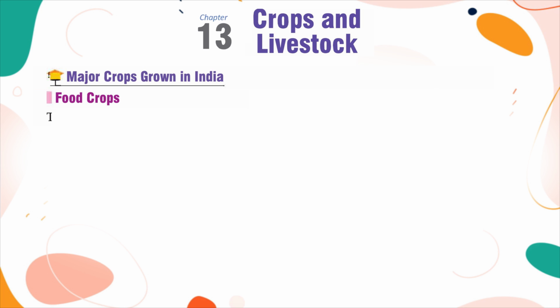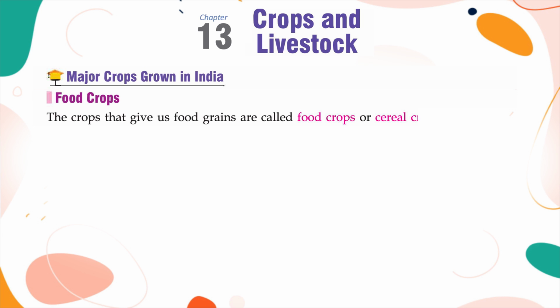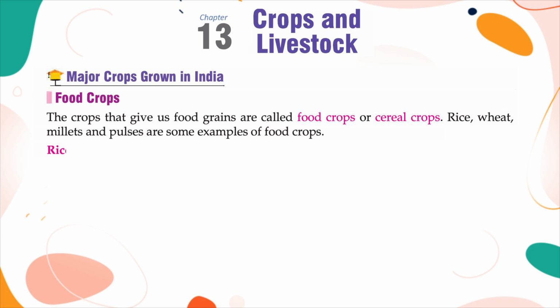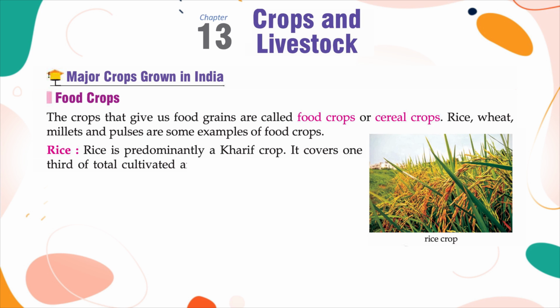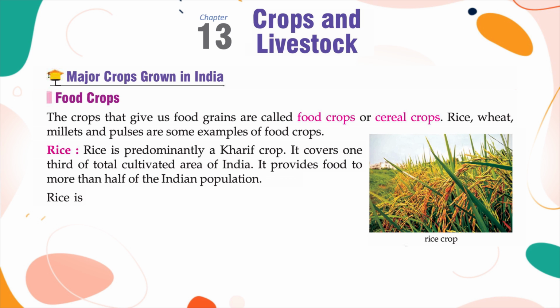Food crops. The crops that give us food grains are called food crops or cereal crops. Rice, wheat, millets and pulses are some good examples of food crops. Rice. Rice is predominantly a Kharif crop. It covers 1/3 of the total cultivated area of India. It provides food to more than half of the Indian population. Rice is produced in almost all states.